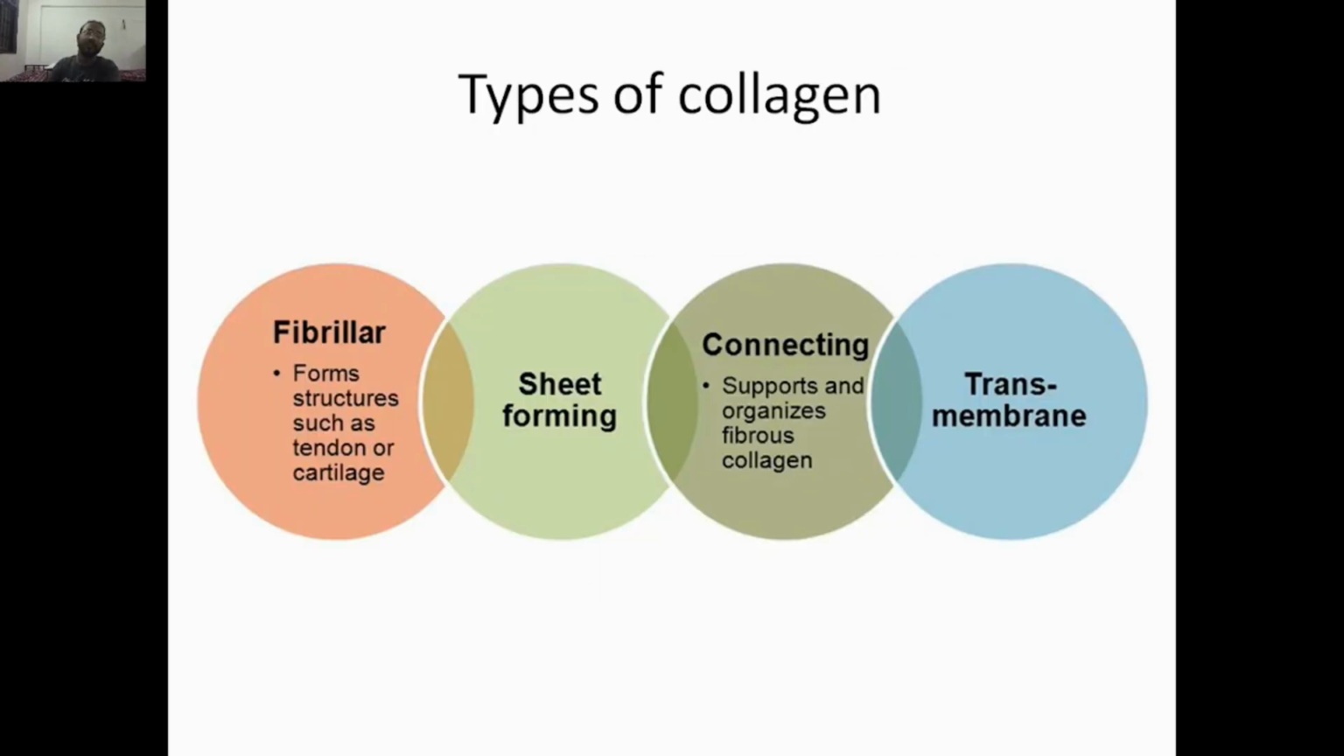Types of collagen, we have various types. We have fibrillar, sheet forming, connecting, and as well as transmembrane. Fibrillar collagen forms structures such as tendon or cartilage, whereas sheet forming collagen is required by many cells which are sensitive to that. And then connecting collagen supports and organizes fibrous collagen, and then transmembrane collagen can also be formed.